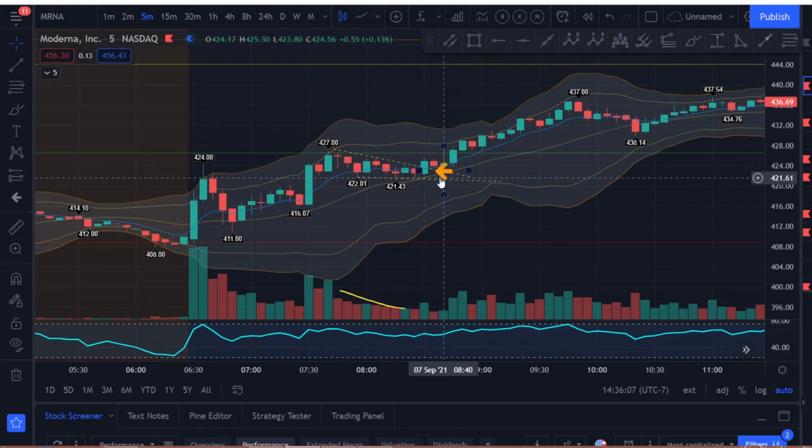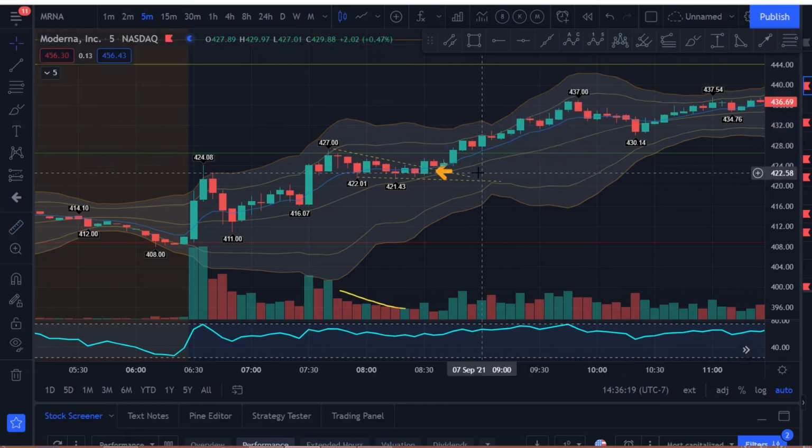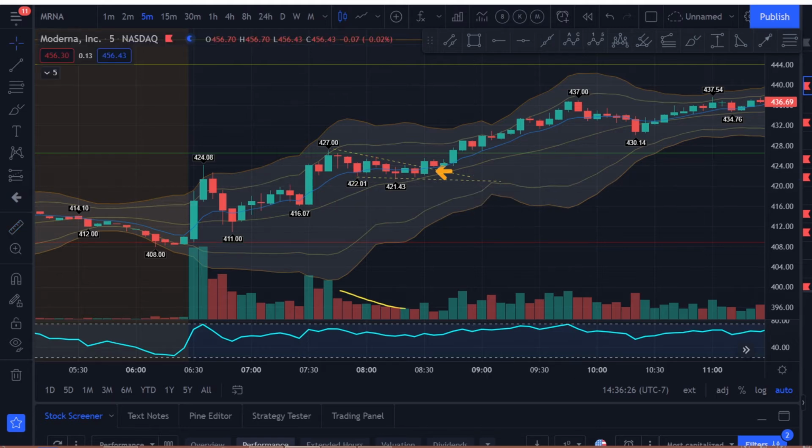But look at what happens if this play worked out, and it did work out, look at the percentage gain that it gave. So from here, 422.50, this is a 3.5% move, whereas if I take a loss, maybe that's only 0.4, 0.5%. So because this is a high probability play, you have good risk to reward. That's where you're gonna make your money with technical analysis.